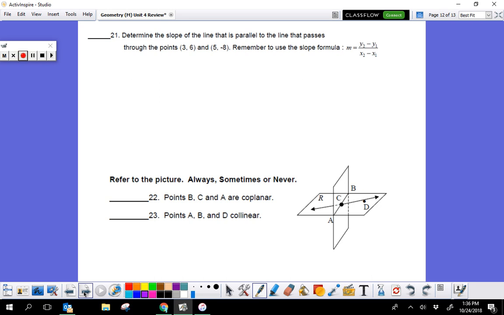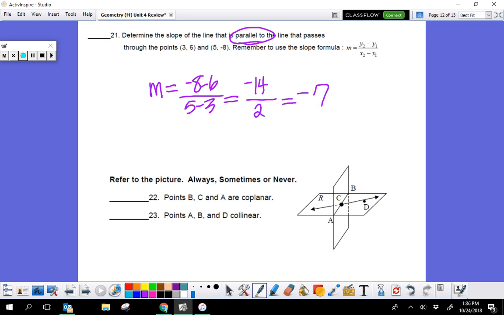Number 21, determine the slope of the line that is parallel to the line that passes through the points 3, 6, and 5, negative 8. So parallel means same slope. So I need to find the slope of this line, and then that would be the slope of the line that's parallel. I'm going to use that formula over there. So m is equal to negative 8 minus 6 over 5 minus 3. That would be negative 14 over 2, which means negative 7. So the slope of the line that's parallel to that would also be negative 7.